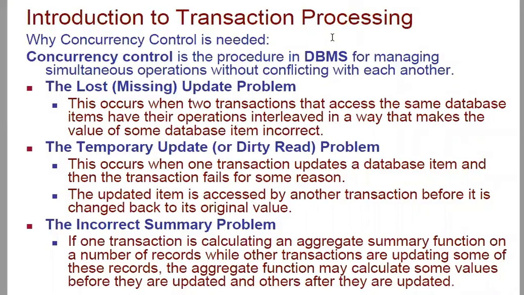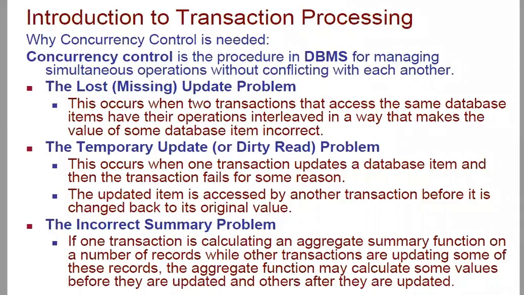If we are not applying concurrency control in the database management system, what problems might arise? What problems do we face when we don't apply a proper concurrency control mechanism in database access during the transaction? The first one, the lost update problem or missing update problem; the second one, the temporary update or dirty read problem; and the third one, the incorrect summary problem. The lost update problem we already discussed.